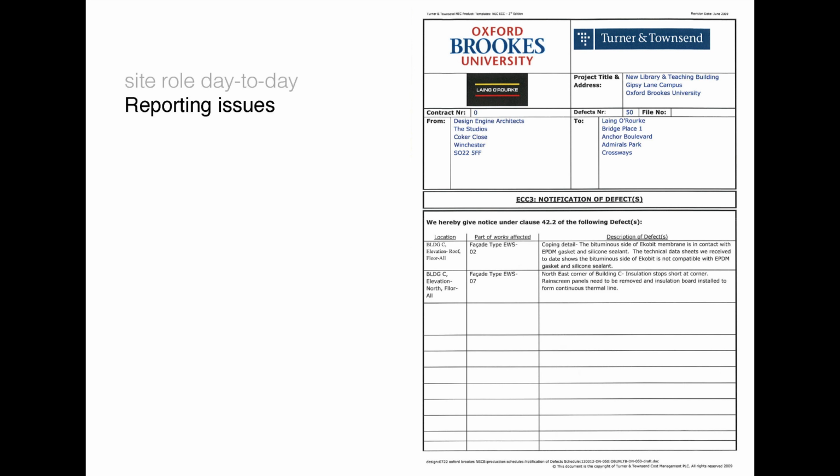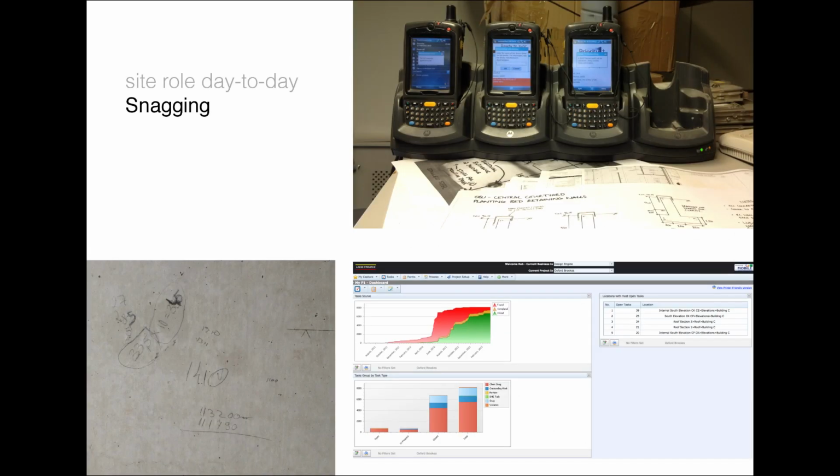And then the final process, once things are being built, is going around snagging what's been done, which you might see me doing, walking around the Abercrombie building with one of these little devices. It's a system that Laing O'Rourke use called Priority One, which is a handheld digital device. And what they've done is taken all of our GA drawings and loaded on all the room layouts.